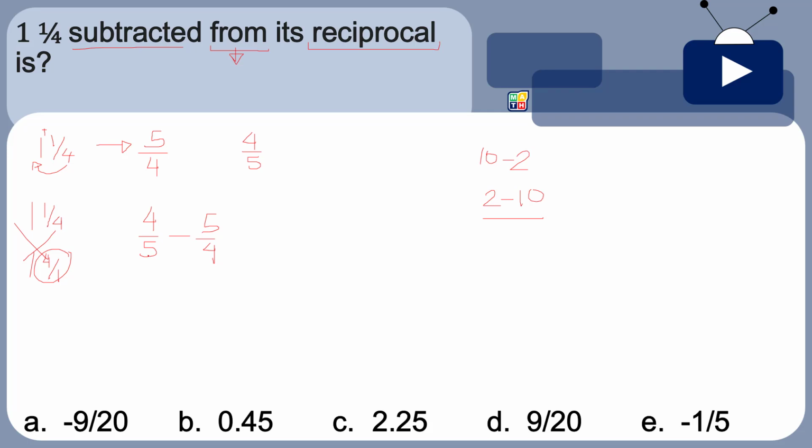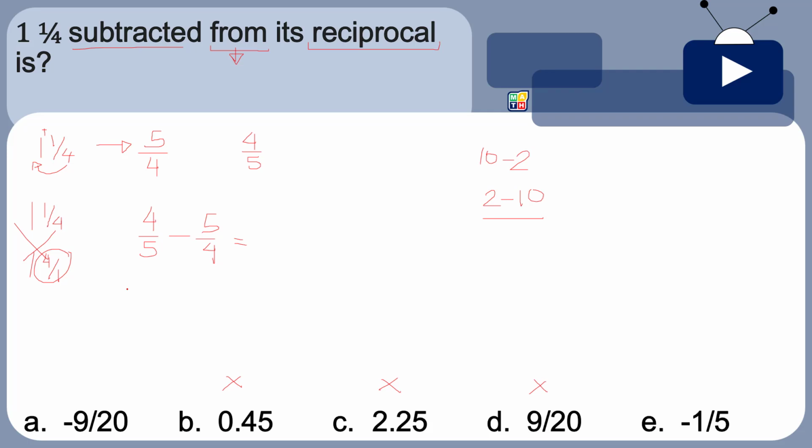Take note that 4/5 is smaller than 1. 5/4 is larger than 1 kasi nga 1 and 1/4. So once we have subtraction, automatic po, drop your B, drop your C, and drop your D. Why? It's because we are expecting that our result is really a negative answer, because we are subtracting po 5/4 which is larger than our 4/5 kanina. So, expected na po yung negative. So, it's only A and E.